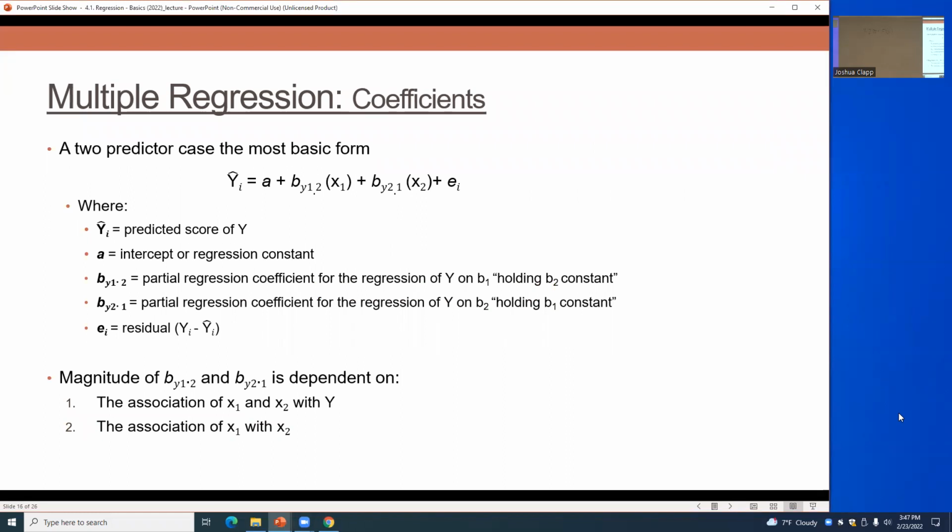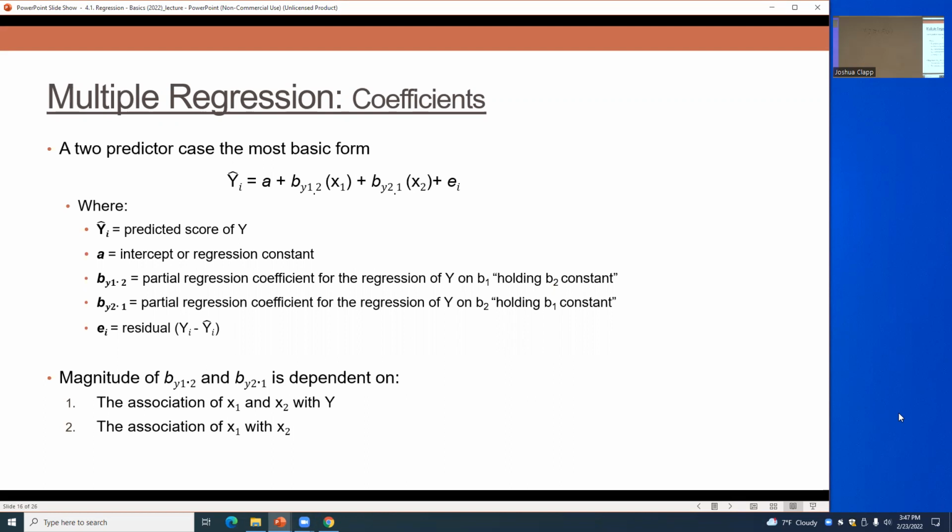Okay, if we're thinking about multiple regression in the two predictor case, this is our simplest form of multiple regression. Here the predicted value is a function of our intercept, plus our first predictor, plus our second predictor, plus our residual. So again, y hat is still just the predicted value of y. A is still our intercept or our regression constant.